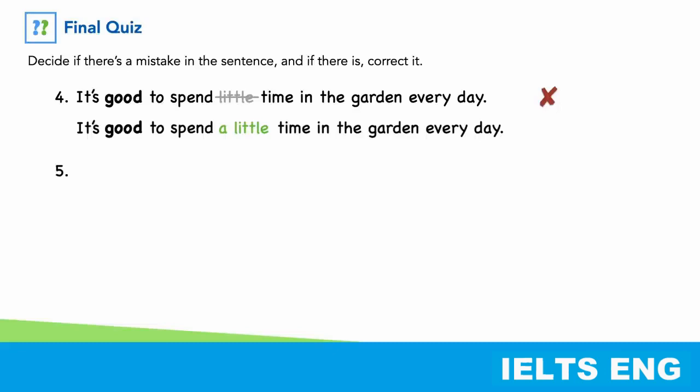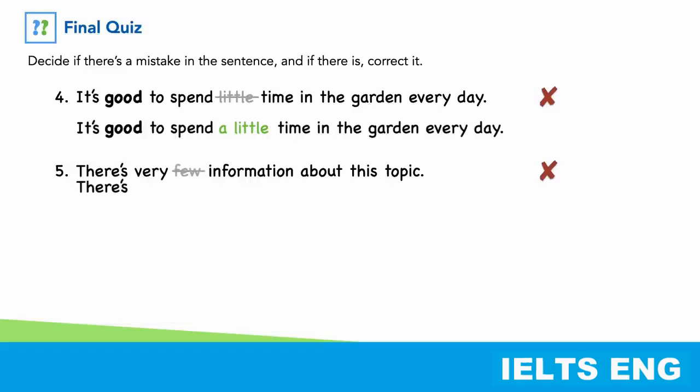Number 5. There's very few information about this topic. Okay, that is also incorrect because information is an uncountable noun and therefore we can't use few, we have to use little. There's very little information about this topic. There is not much information.